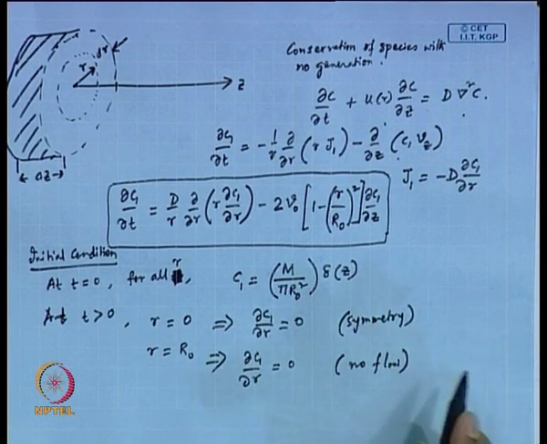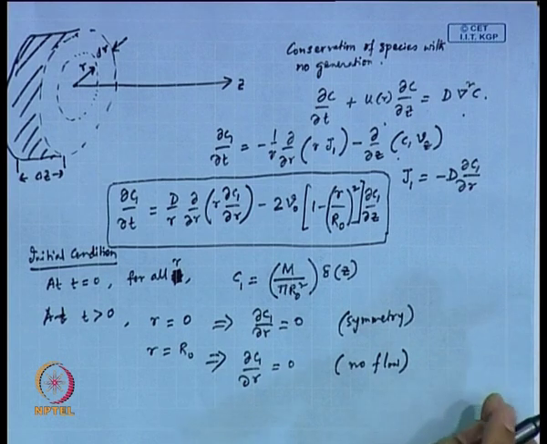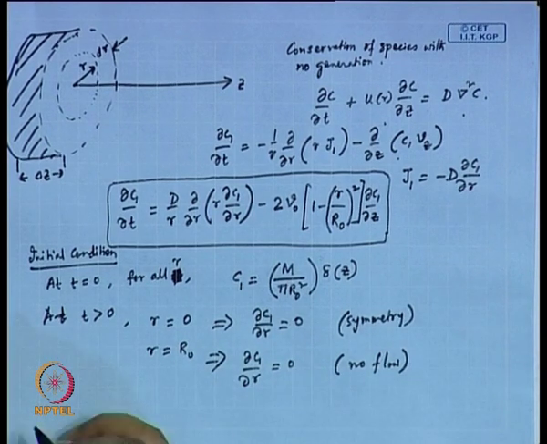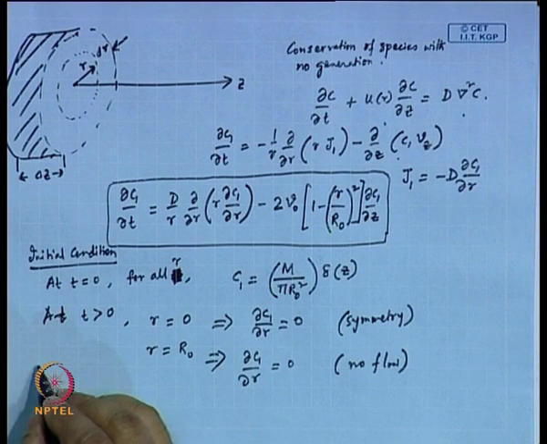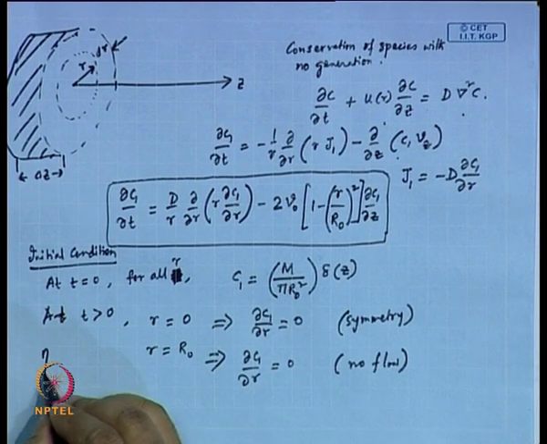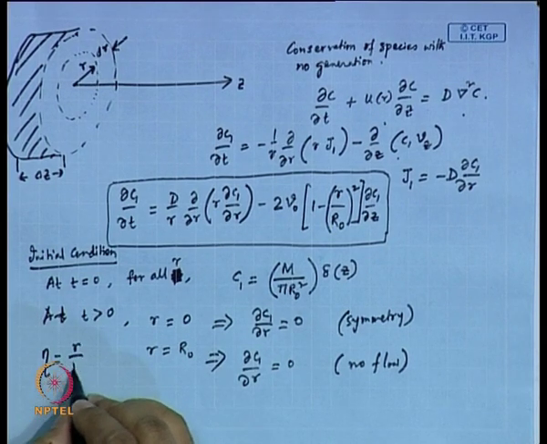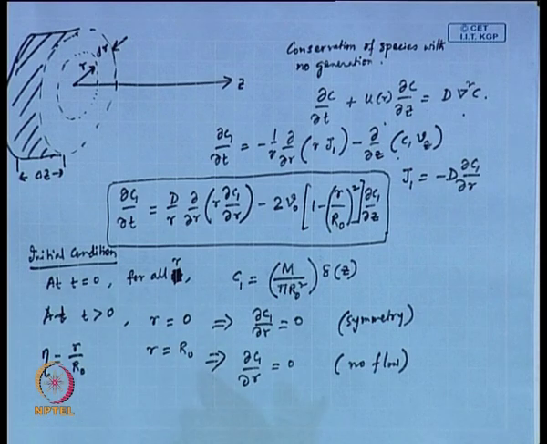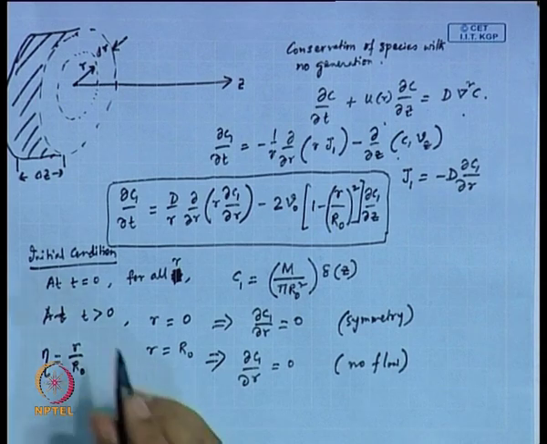So, what you would do in this case is define a new variable. You define eta as r divided by r 0. It is a very obvious choice. Why leave r as r, rather than make r dimensionless? Everybody does it. It is very common in fluid flow with a circular cross section.